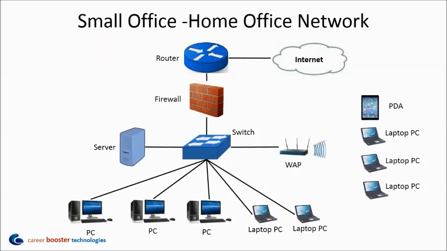So what you are seeing on the screen is a simple small office, home office network. The main thing that comes to your mind when you see this is one single network. There are no multiple networks here. So you have a network where you have PCs, laptop PCs, a server, and wireless devices connected to a gateway through what we call a firewall. Okay, so essentially this is one single network.